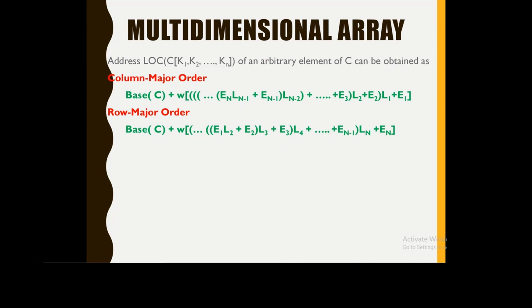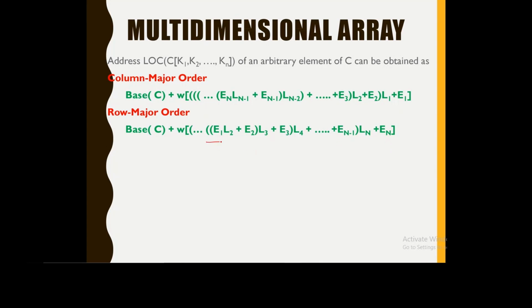It depends on the order in which they are defined. Either they can be defined in row major order or column major order. If it is defined in column major order, then this will be the formula, and it depends on the dimension, whether it is a 2-dimensional array or 3-dimensional array. This will be the formula for column major order: E1 plus L1 E2 plus L2 E3 and so on.